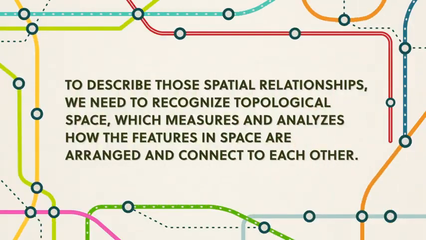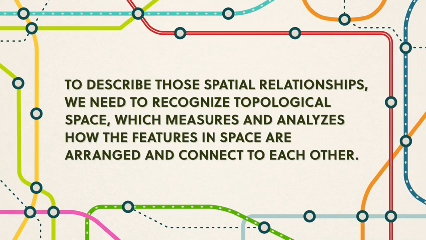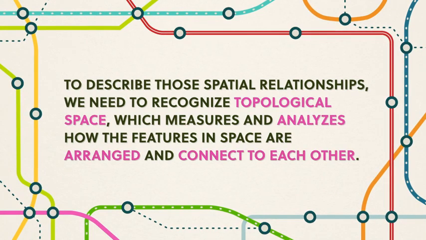Even our phones tell us more than just where the sculpture park is. Once we know where things are in space, we can understand how they're related, or their spatial relationships. In fact, humans are hardwired to think about spatial relationships and how we're related to the space container around us. To describe those spatial relationships, we need to recognize topological space, which measures and analyzes how the features in space are arranged and connect to each other.